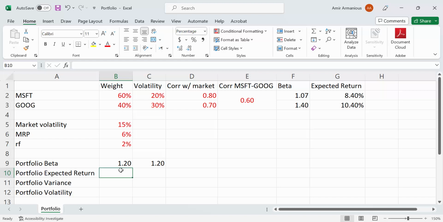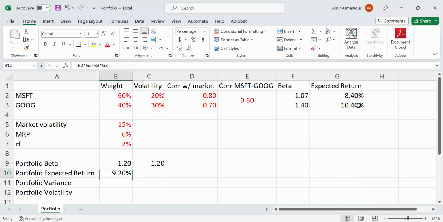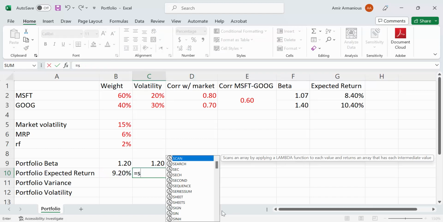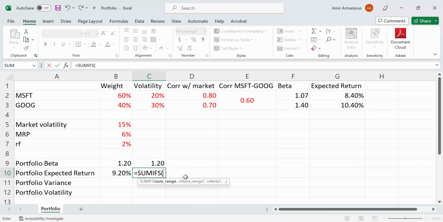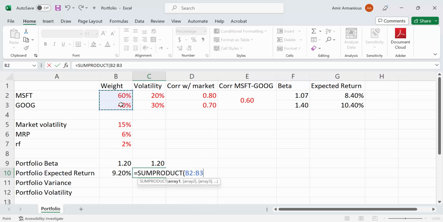Portfolio expected return will be a similar formula. Get the weight times its return plus, for the second company, the weight times its return. So it will be equal weight times return plus weight times return. I will copy the brush here in order to get the same formatting. Do we have a built-in function? Yes, SUMPRODUCT. So say equal SUMPRODUCT, and choose our weights, comma, multiplied by expected return.